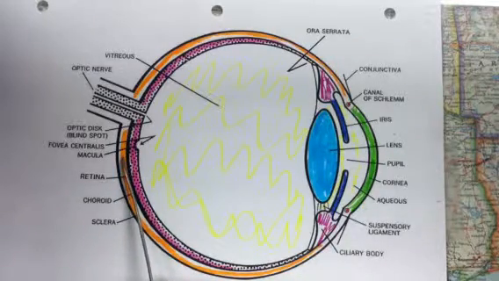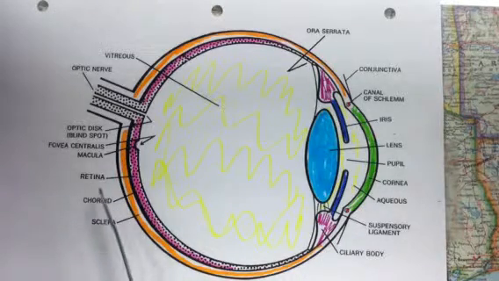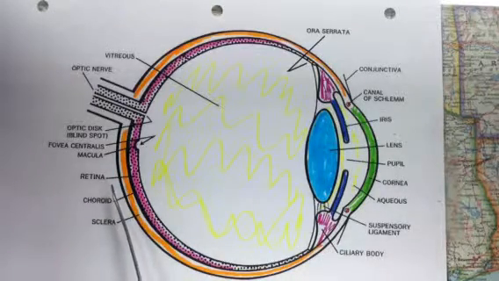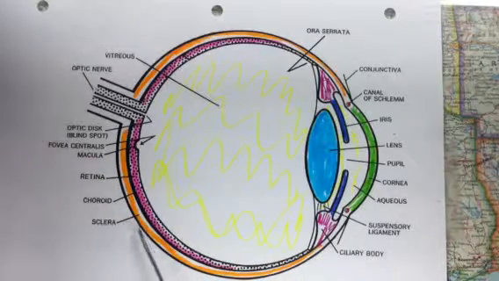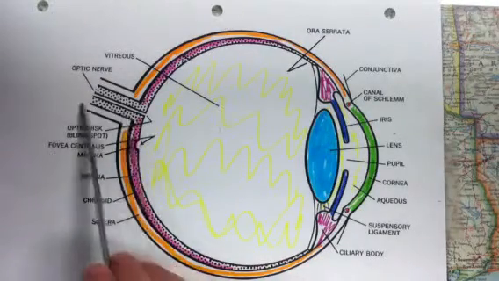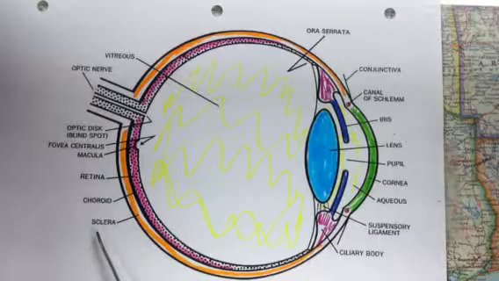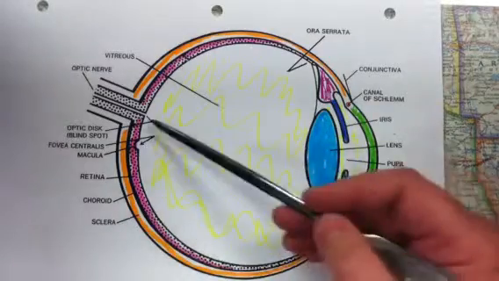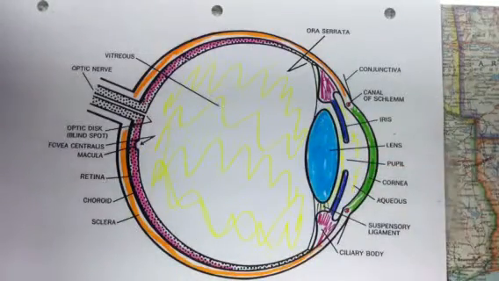Now, each rod and cone is connected to the brain by a ganglion nerve fiber. It's kind of a simplified version. And all these nerve fibers, when combined, are considered to be the optic nerve. The optic nerve transmits the electronic impulses from the eye to the brain. Now, the optic disc, or the blind spot, is the location in the retina where all of the ganglion nerve fibers collect to form the optic nerve.